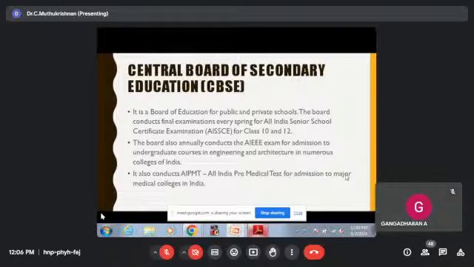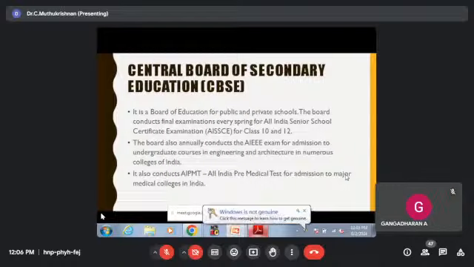So what is meant by CBSE? Central Board of Secondary Education is a board of education for public and private schools. The board conducts the final examinations every spring for the All India Senior School Certificate Examination, AISSCE, for class 10th as well as class 12th.